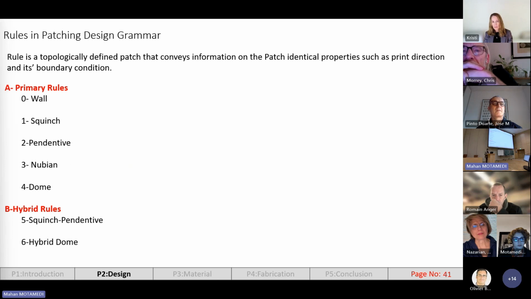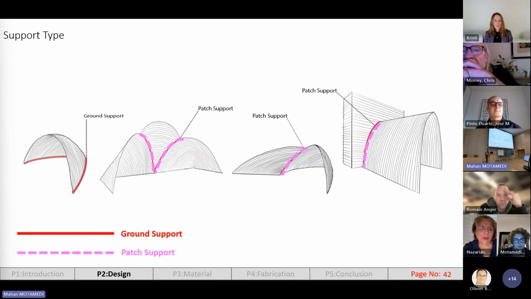First is a rule. Rules in patching grammar are in 2 classes. First are the primary rules, which are directly inspired by the ancient vaulting techniques with no formworks. So in primary rules, we have vault, squinch, pendentive, Nubian vaults, and dome. And hybrid rules are the rules that share the characteristics of 2 or several primary rules at the same time, such as the squinch pendentive and hybrid domes.